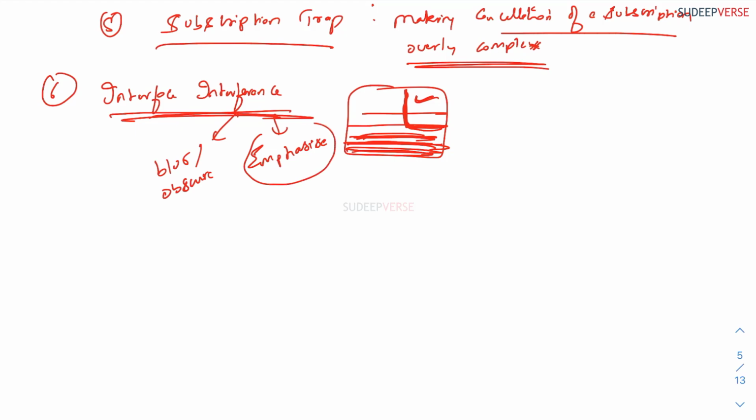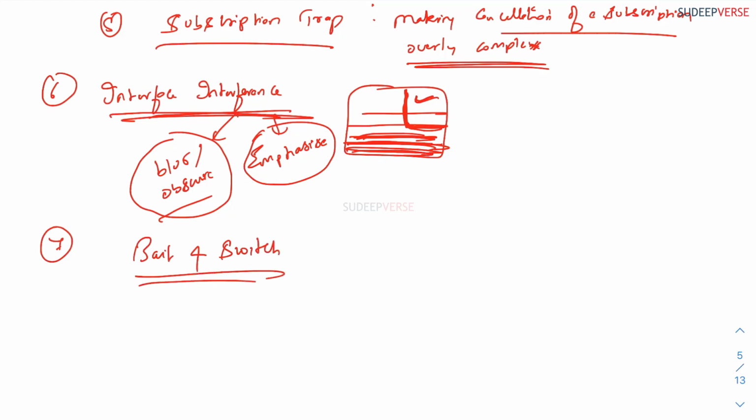Now that part of the web page which you want to advertise will be emphasized. Those points of the web page which are not used, or which are not to the advantage of the company, are kind of obscured. So this is creating an interface interference. Okay, the seventh is bait and switch.